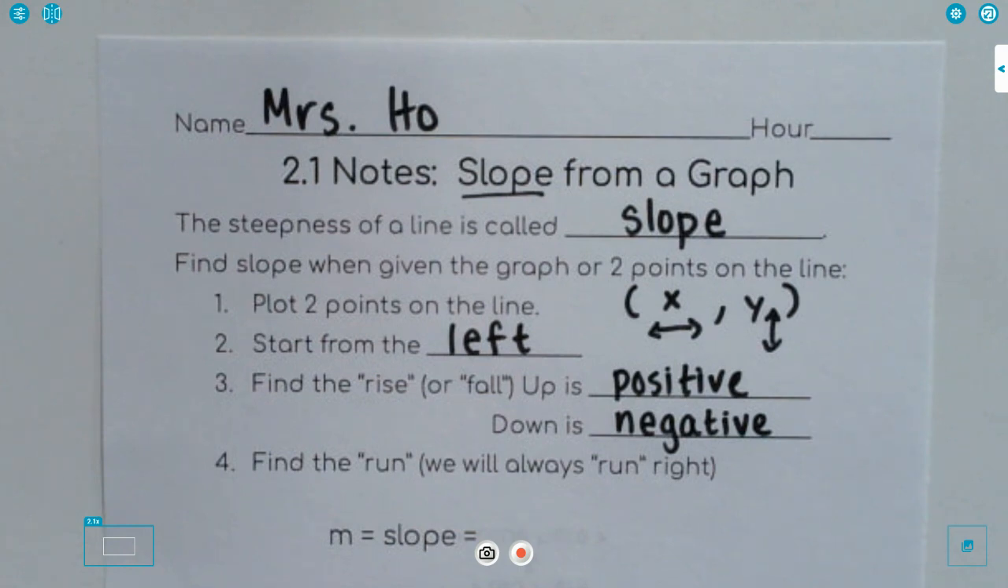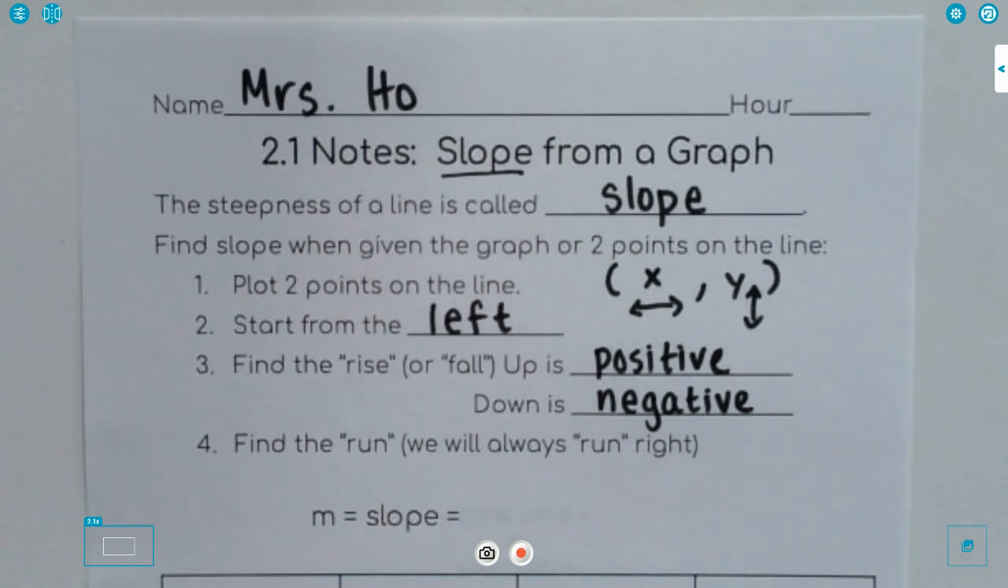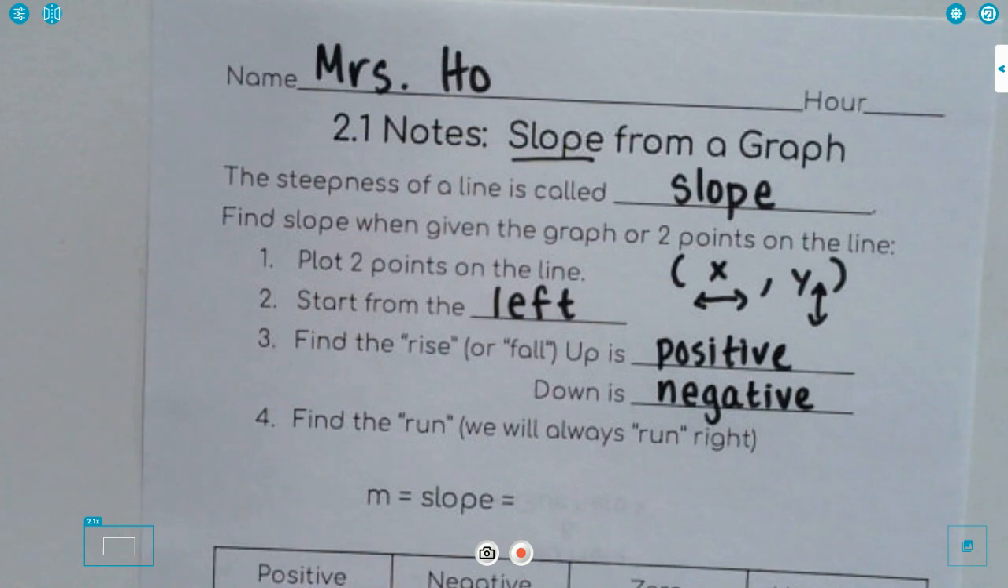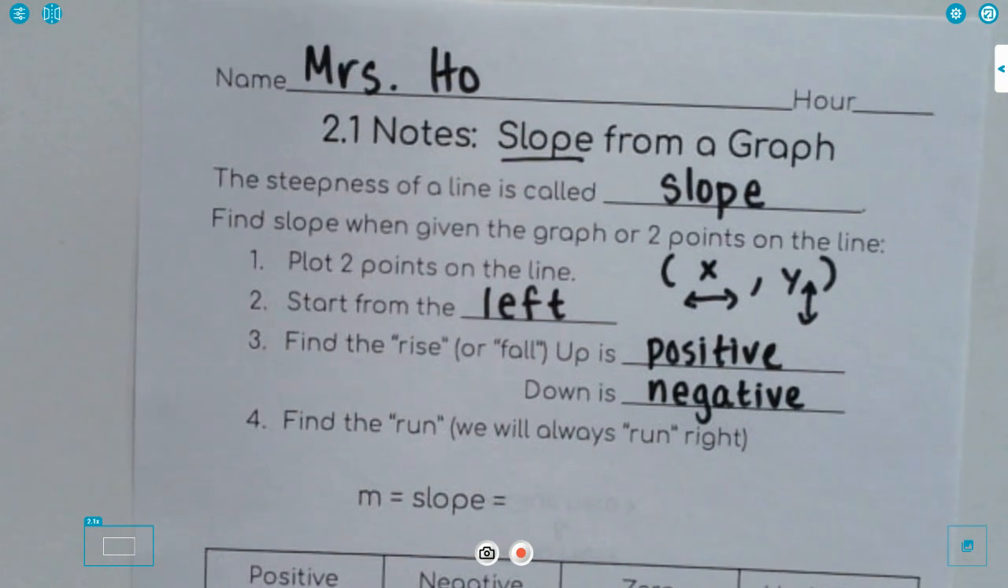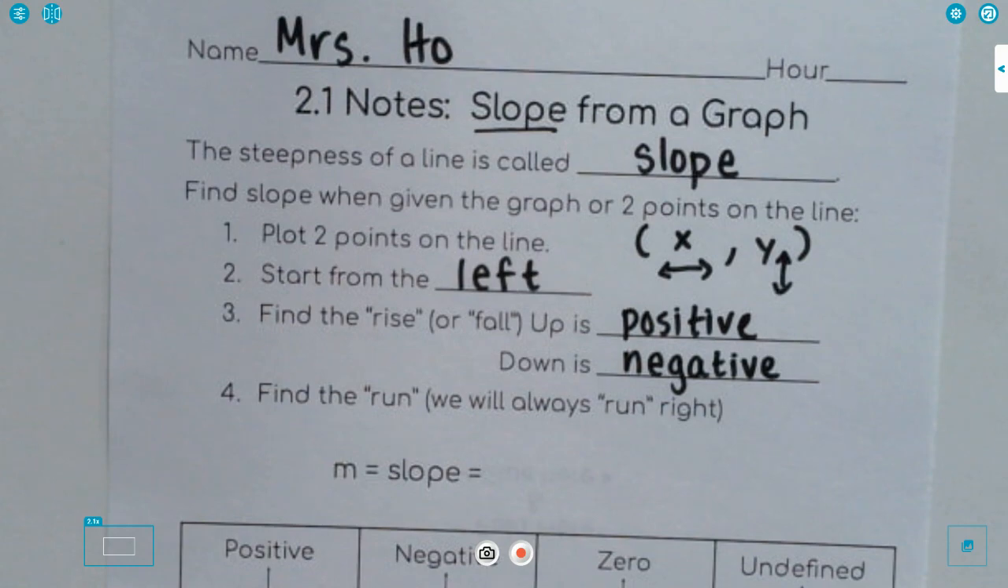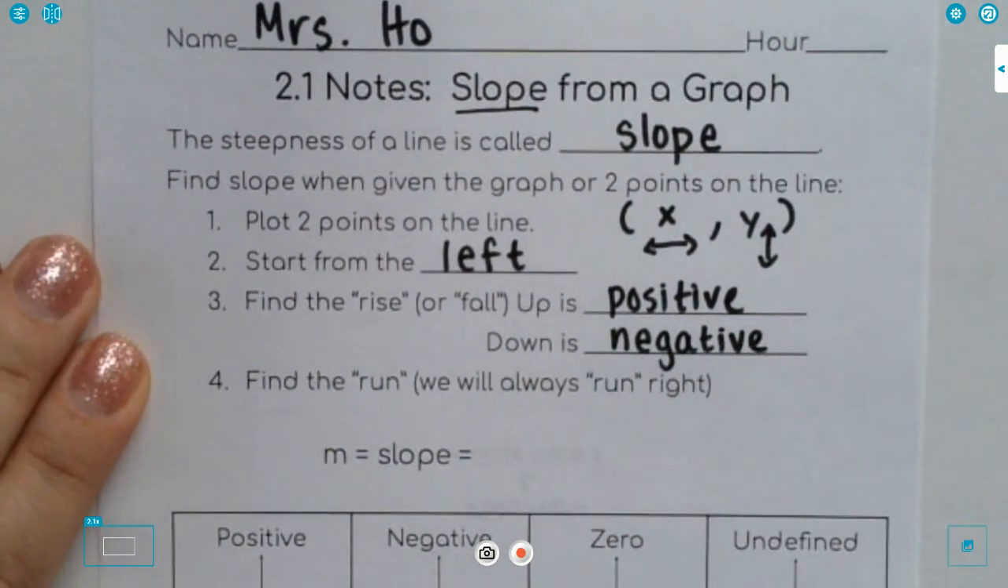Okay, after you find your rise, you're then going to find your run. So when we think of slope, we've heard the phrase rise over run. Our rise goes on top, our run goes on the bottom. And I have a little note there: we will always run to the right because we are starting on the left and we will go to the right. M equals our slope, so the letter M will always stand for slope this unit. M equals slope, and our slope formula when doing it from a graph is just rise over run.